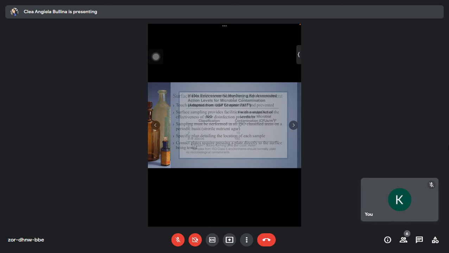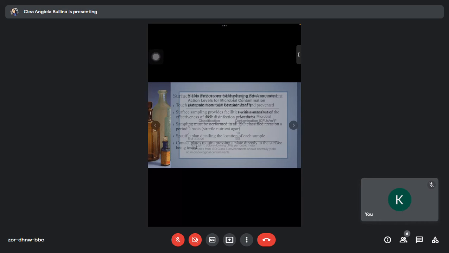So let's proceed with surface disinfection and sampling assessment. Touch contamination originating from contaminated work surfaces must be minimized and prevented if possible. Surface sampling provides facilities with a snapshot of the effectiveness of their disinfection procedures, including the techniques and cleaning products. It must be part of the overall quality assurance plan. This is surface sampling.